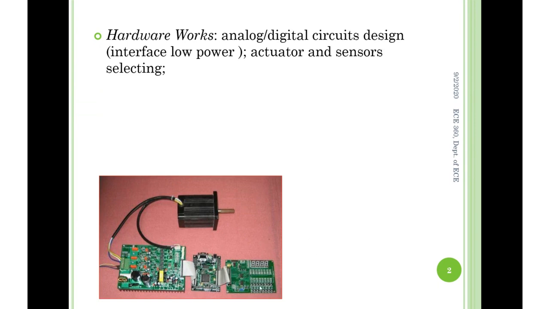So this is how the control algorithm kicks into the system. And some students ask me, is the control system a hardware job or a software job? I will say it's both.